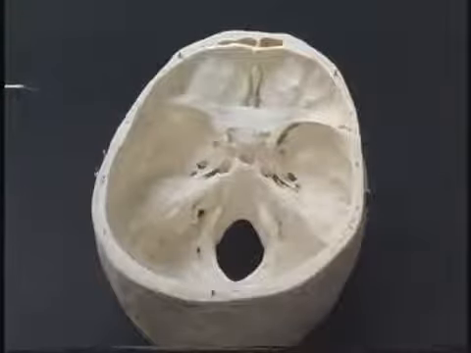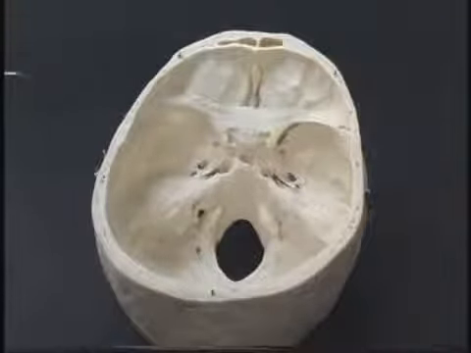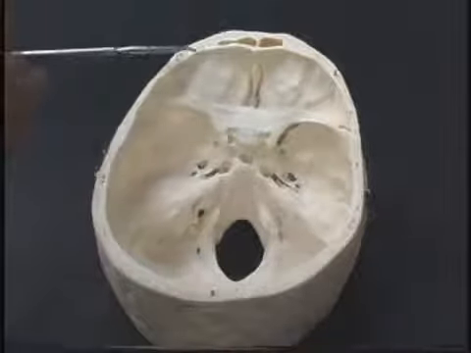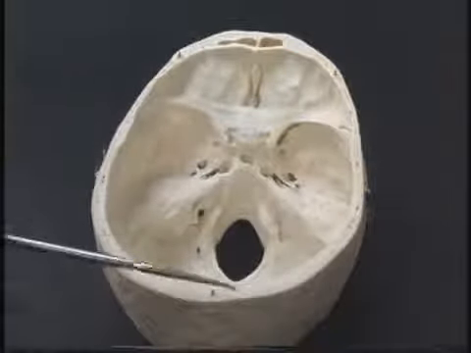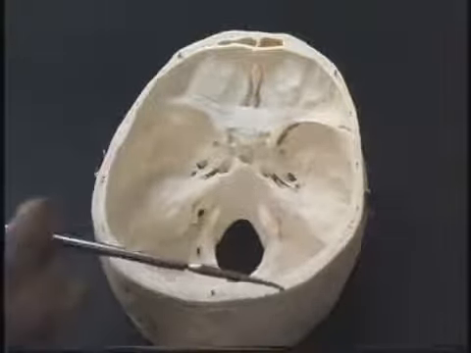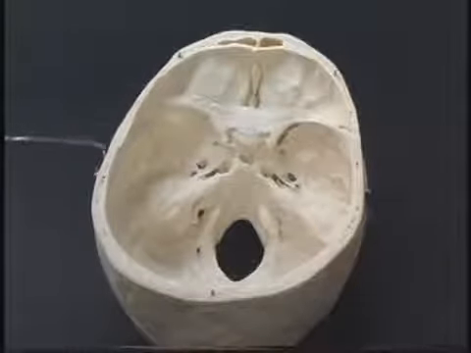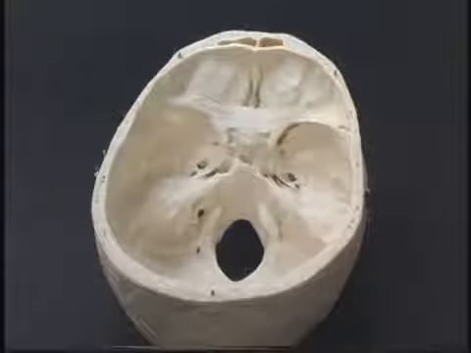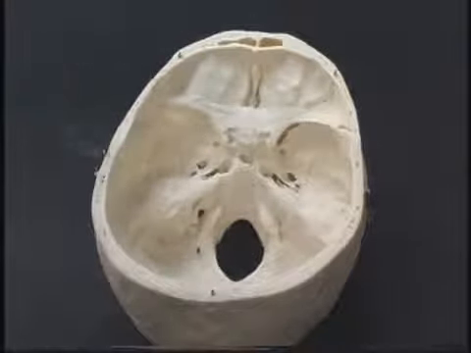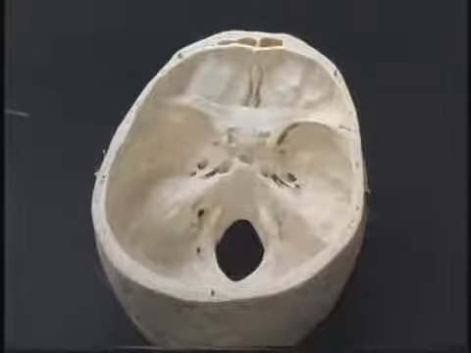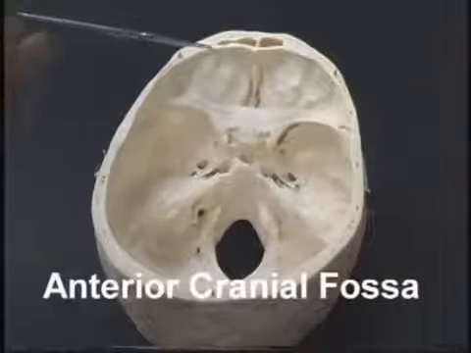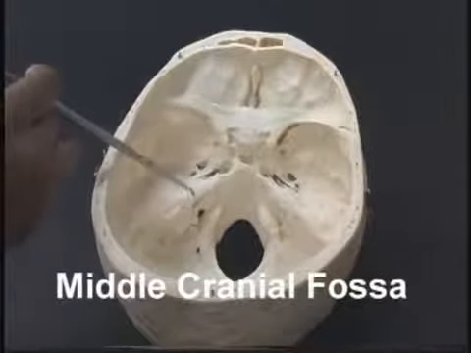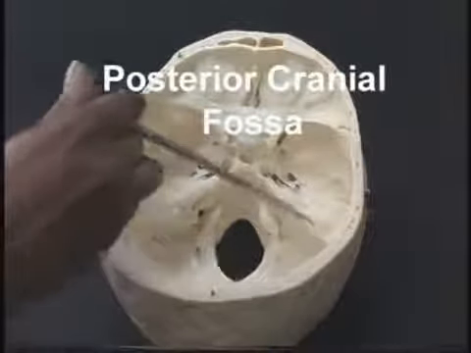Now I am going to demonstrate the base of the skull, the cranial fossa. This region here is the frontal bone, the anterior part of the skull. This is the posterior part of the skull, the occipital bone. On the sides, this is the position of the squamous part of the temporal bone. The whole fossa is divided into three divisions: the anterior cranial fossa, the middle cranial fossa, and the posterior cranial fossa.